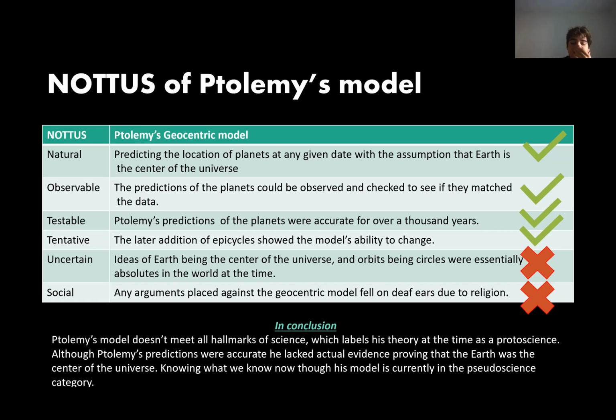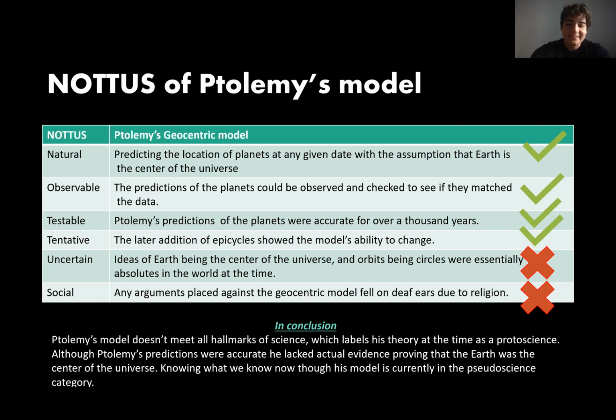And notice on Ptolemy's model, I did this more in his time. Don't want to be too critical. So he was predicting the location of planets at any given time and date, assuming that Earth is the center of the universe. Check. His predictions of the planets could be checked and observed. Check. Testable. Ptolemy's predictions of the planets were accurate for thousands of years. Call that thousands of years of testing.